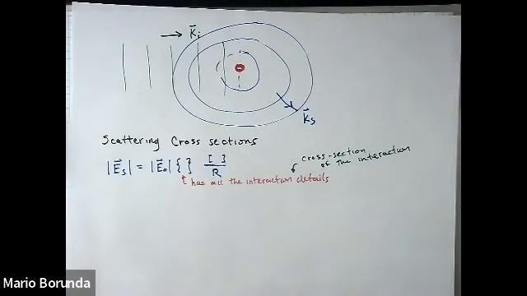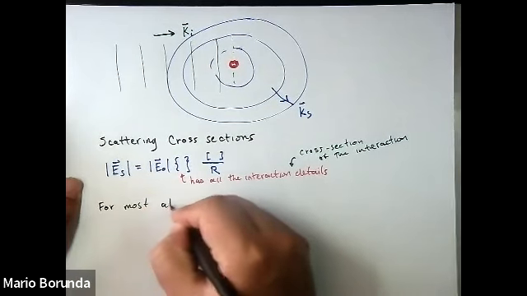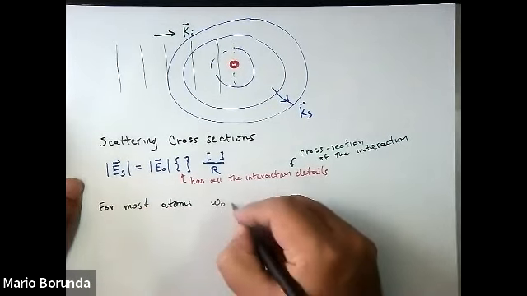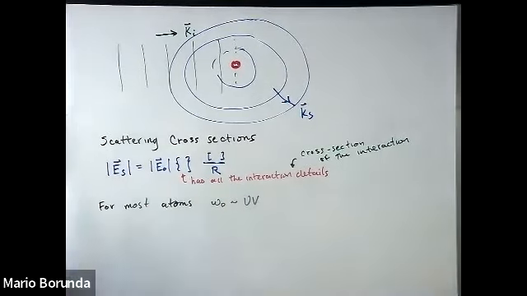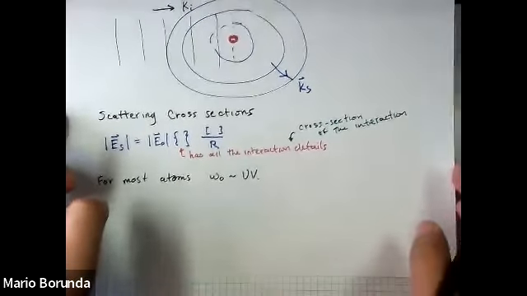That's the natural frequency. And for most atoms, the interaction of the nuclei and the electrons falls in the UV. So for most atoms, omega naught is related to the ultraviolet. Make sense? That's just a quantity, right? So let's look at this equation.